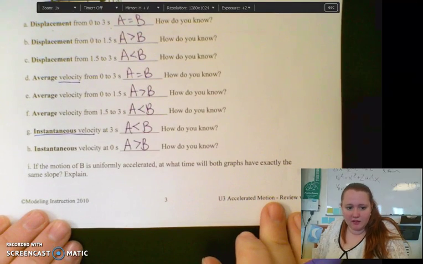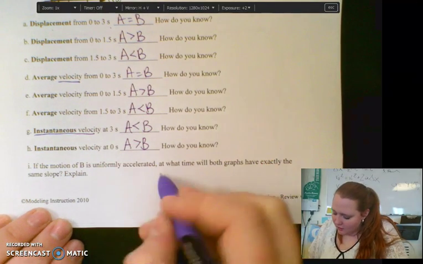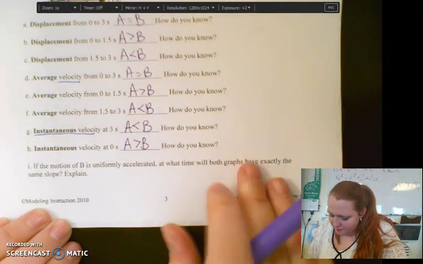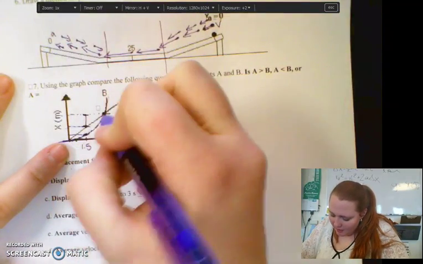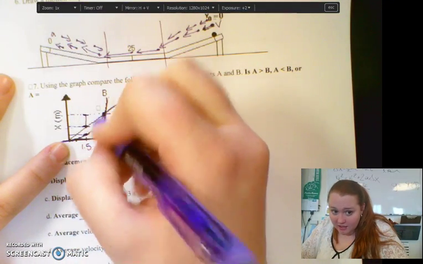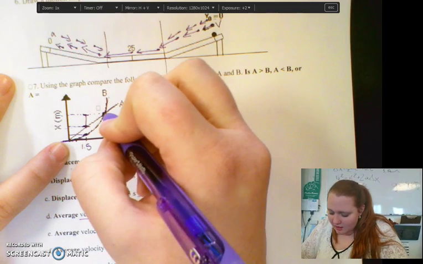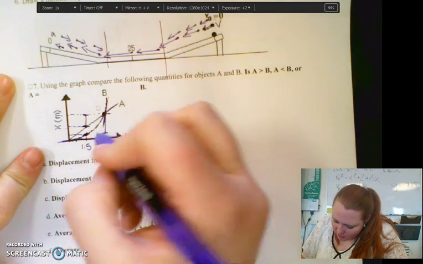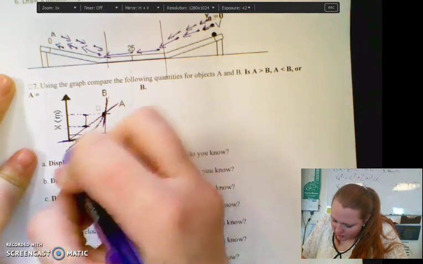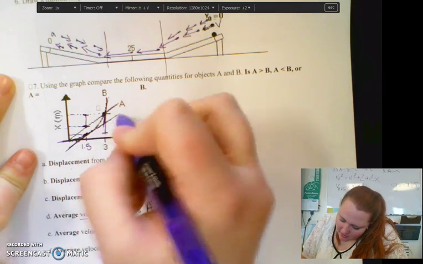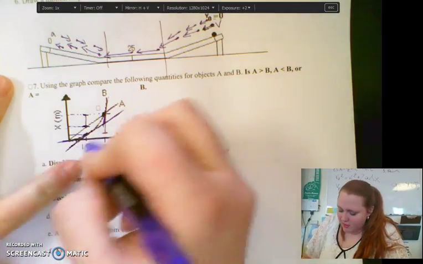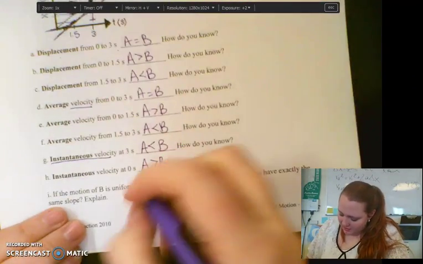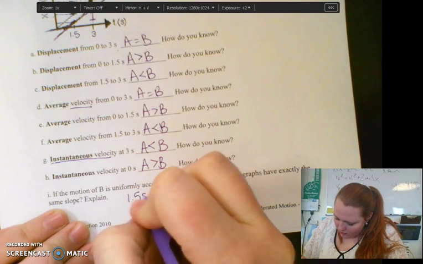And then we have, okay, if the motion of B is uniformly accelerated, at what time will both graphs have the same slope? So, they have the same average velocity, so we have to figure out, well, at what time is our average velocity equal to the instantaneous velocity? And if you remember, that happens at the half time. So here at 1.5 seconds, if I were to draw a tangent line at 1.5 seconds, then it would have the same slope as our average speed. So the middle time is where you're going to have the same velocities. 1.5 seconds.